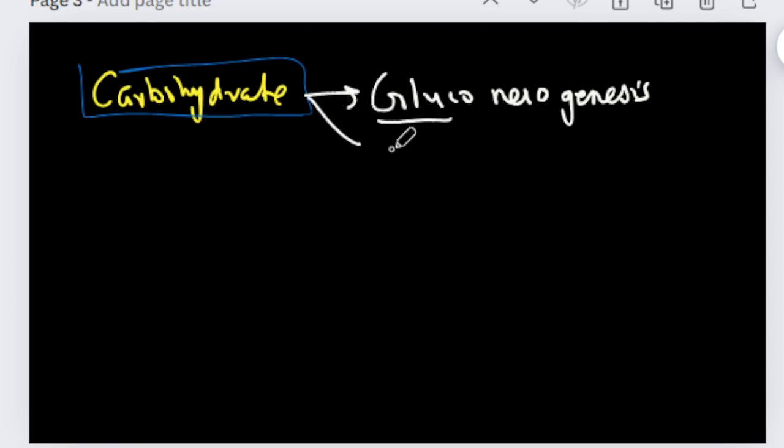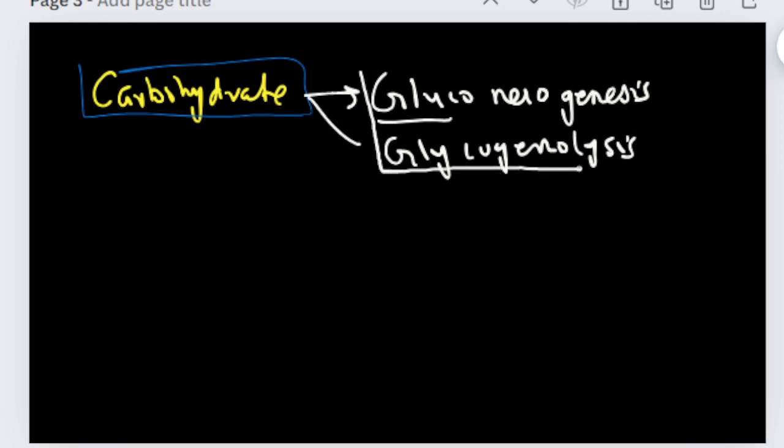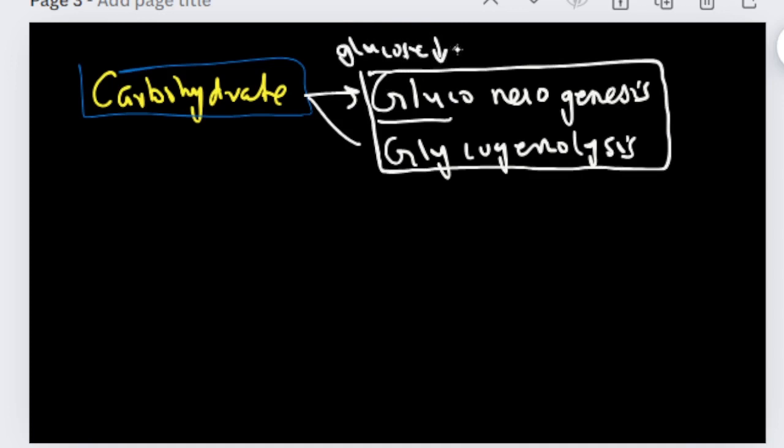Another is glycogenolysis. When does this happen? For example, if the glucose level decreases during fasting, then glucagon is released. What does glucagon do? It breaks down glycogen into glucose, so the glucose level becomes normal.